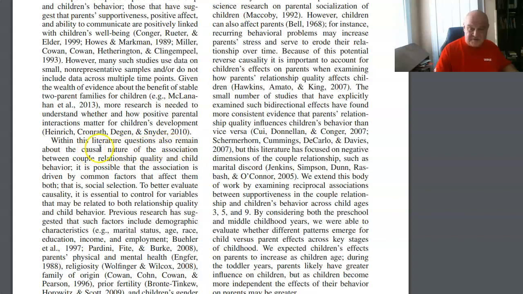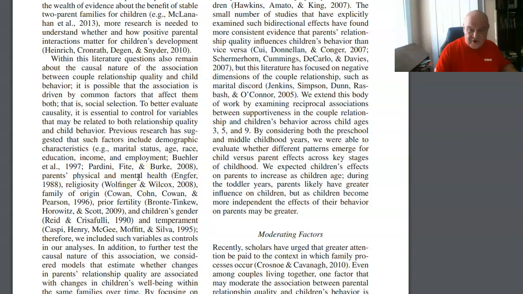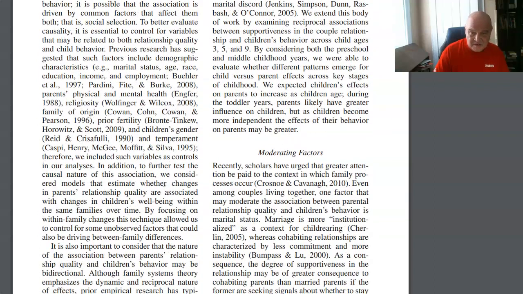Questions also remain about the causal nature of the association between couple relationship quality and child behavior. It is possible that social selection affects them both. You know, it's essential to control for variables that may be related. To control means to hold constant. You know, race, marital status, age, income, employment, physical and mental health. Okay.